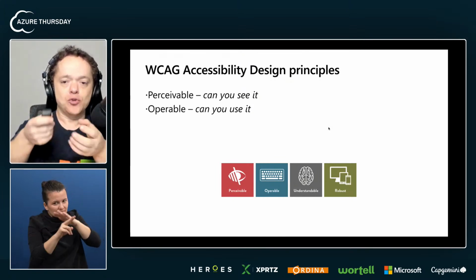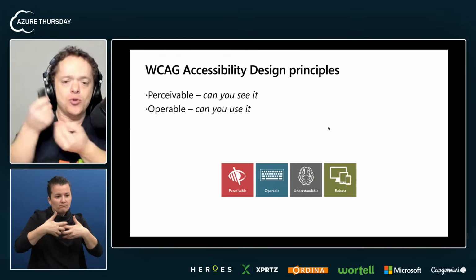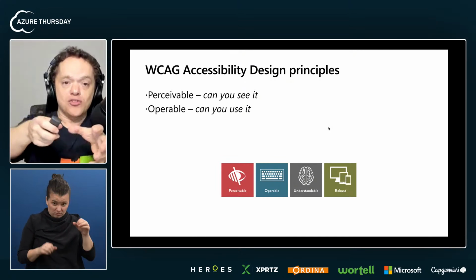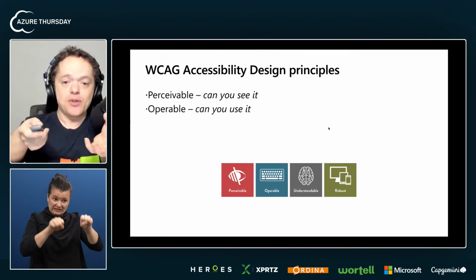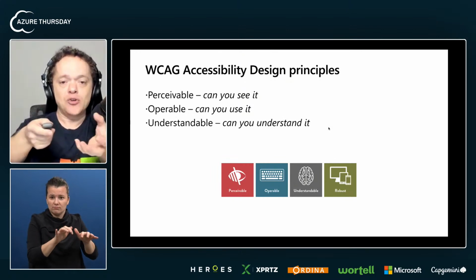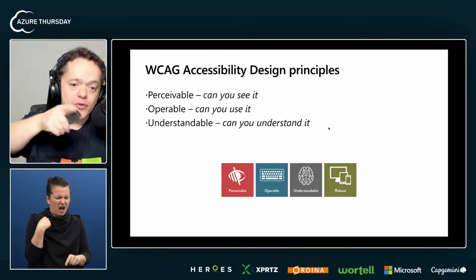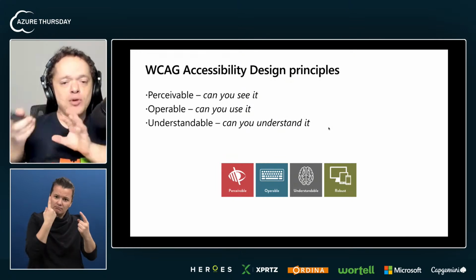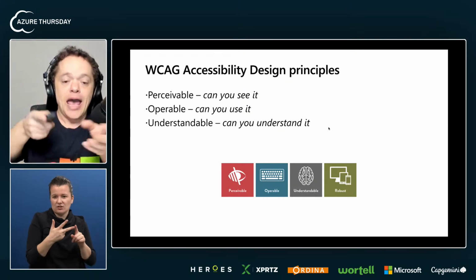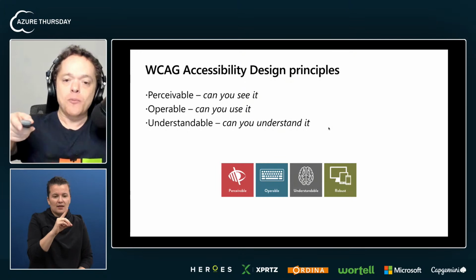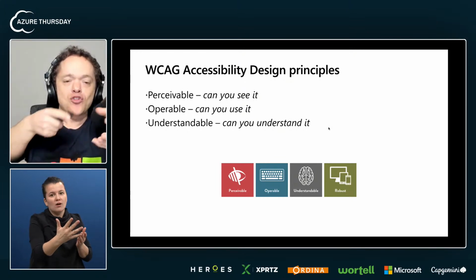Operable: can you use it? If you don't have full use of your arms, if you're an amputee, you want to be able to operate your systems with a good design principle. Understandable: can you understand it? What we're seeing now with WCAG, the Web Content Accessibility Guidelines, is that they've recently included ADHD and autism spectrum under understandable, because the last thing you want to do is make your system impossible to use or stressful.